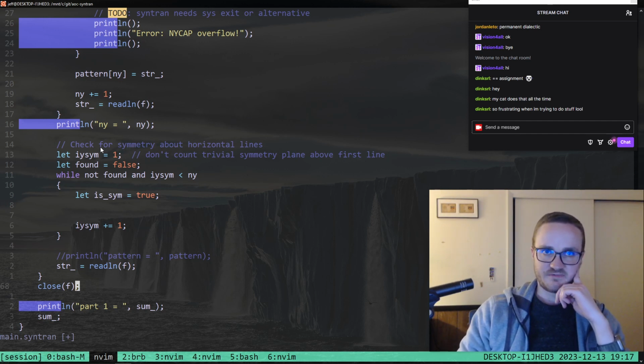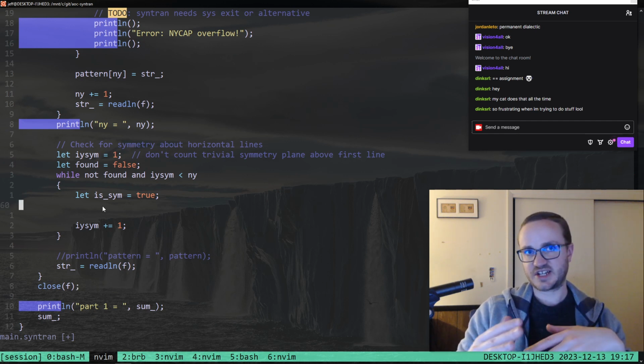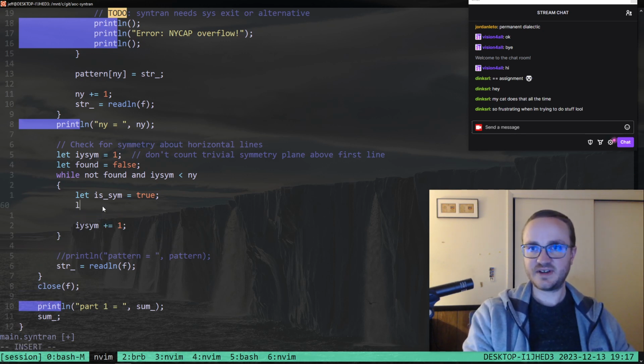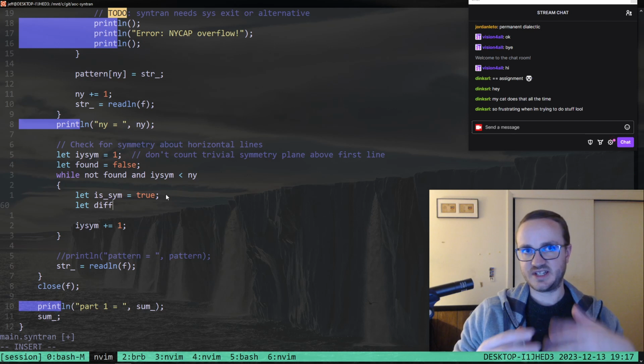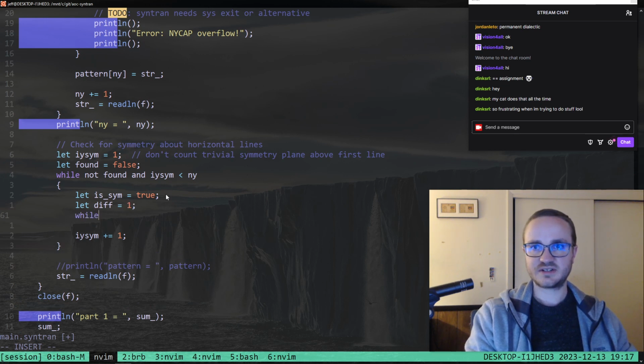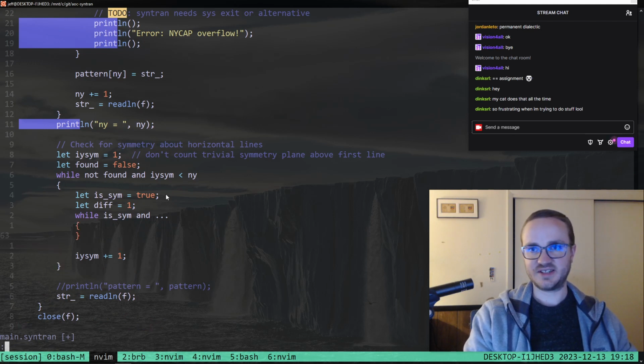Two and 3 have a difference of 1. 1 and 4 have a difference of 3. So at every iteration to check matching lines, the difference between the lines that we're checking is going to increase by 2. So I'll call that diff. It's the difference between the line numbers that we're checking for the pair that we're checking. So that's going to start as 1. We're going to check while is symmetric and there's going to be some other condition. I'll have to think about that in a second.